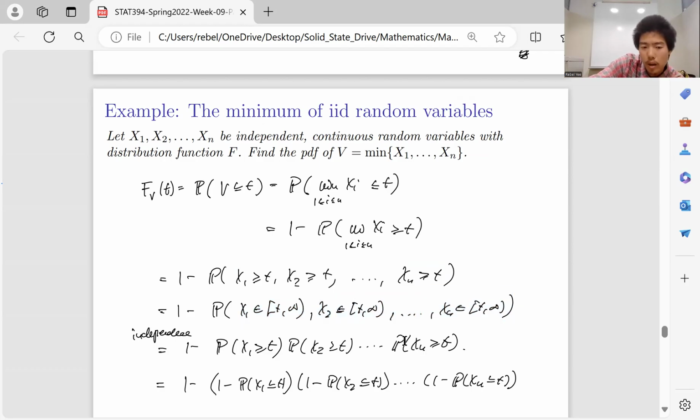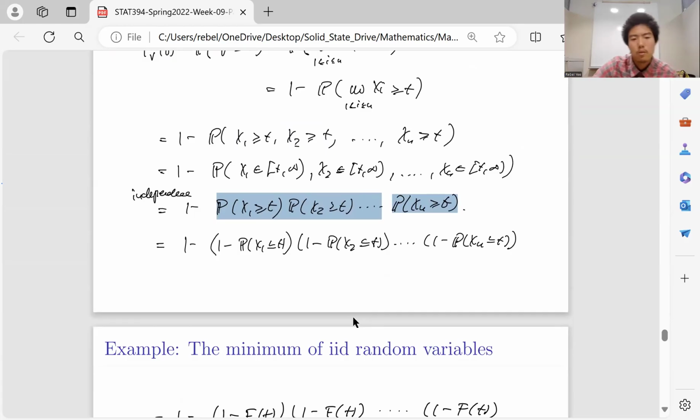Right? And because they're independent, for the probability of all of these cases, we can do a multiplication of all of its marginal distributions, which is here. So it's 1 minus this form. Okay. So this one can be solved.